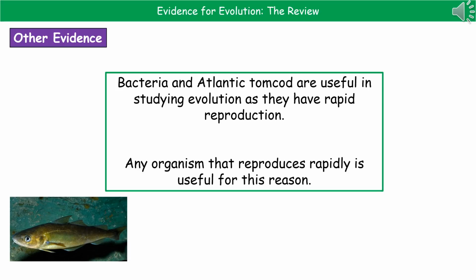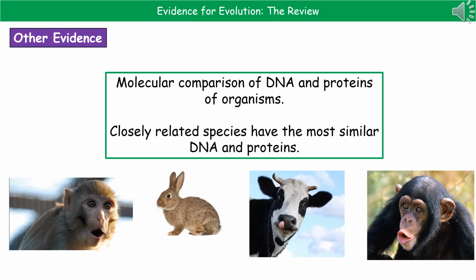So things like the bacteria and the Atlantic tomcod, we can use those to study evolution because they've got really rapid reproduction rates. So that means that any of those mutations that occur are passed on quite quickly to the larger population. So we can see that reproduction rate being fast is very useful when we're studying evolution.